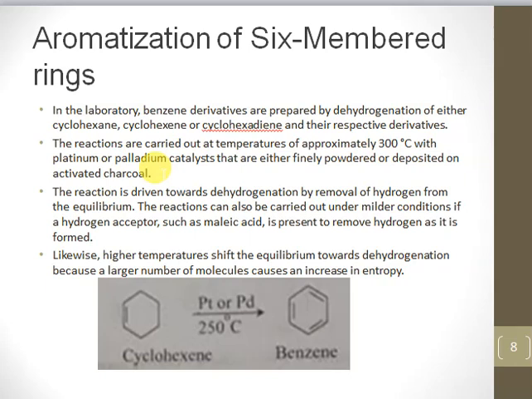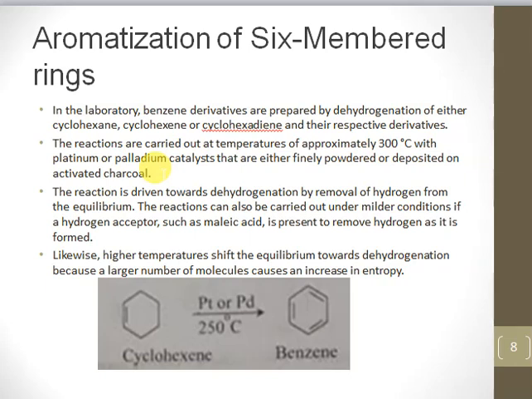Right? So the reaction is driven towards aromatization or dehydrogenation because of removal of hydrogen from the equilibrium. As soon as the hydrogen is formed, it should be removed. When the hydrogen is removed, the equilibrium reaction is shifted towards the right side. The reaction also works well if you have a hydrogen acceptor present in the reaction, right? Suppose we have a cyclohexene and the cyclohexene is being converted into benzene. At the same time, two hydrogen molecules are eliminated. So the reaction is a reversible reaction.